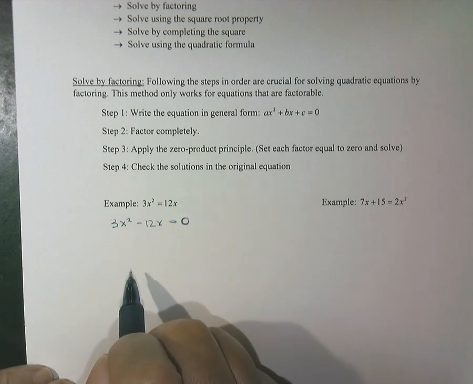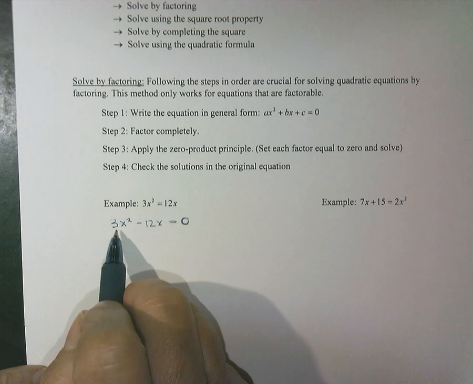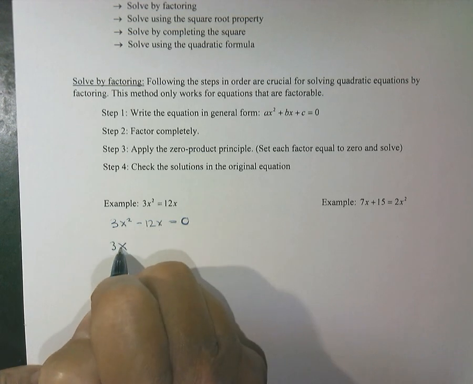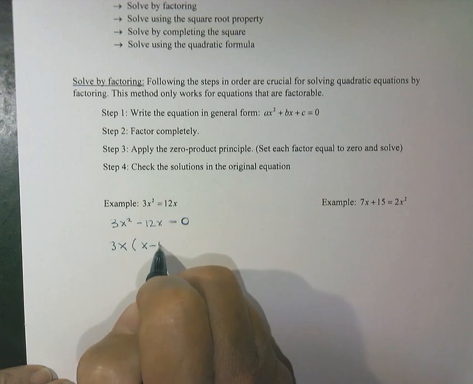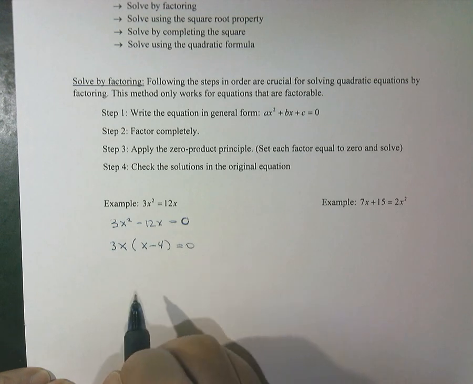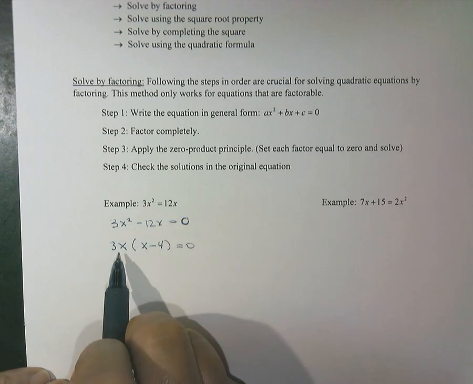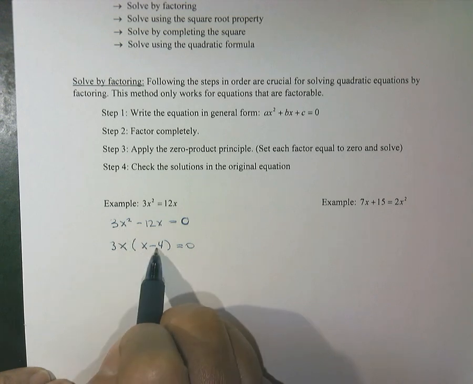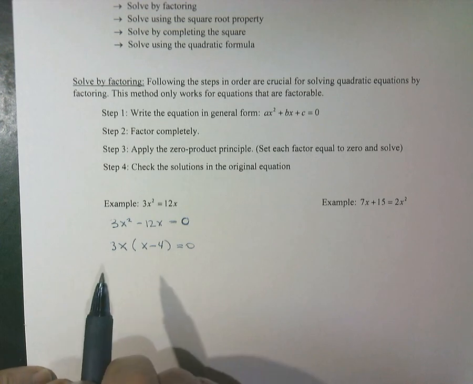This one I'm going to factor using greatest common factor. From the 3 and the 12, I can remove a 3. From x squared and x, I'm going to remove an x. Now I check this to make sure I factored it correctly. 3x times x will be 3x squared. 3x multiplied by negative 4 is negative 12x.